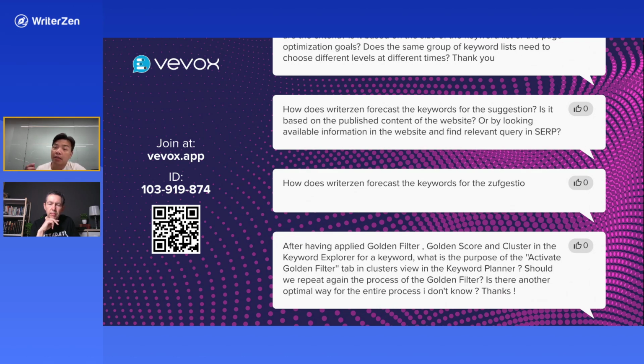The second thing is that activating the golden filter would work better if that keyword list is imported from outside. So let's say you import a list of 20,000 keywords, and you have not done any golden filter activation yet, then you can actually click on activate golden filter to get the golden score of the keywords in Keyword Planner. But in terms of Keyword Explorer, not really at the moment that you can do that. So we will try to fix that as soon as possible.